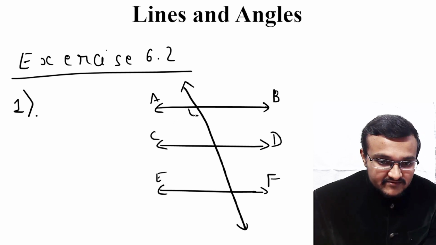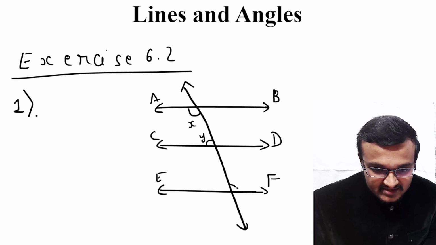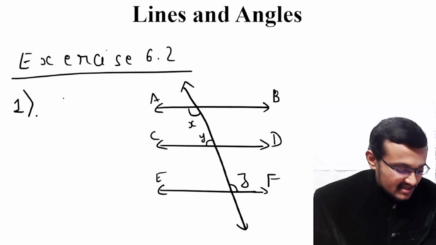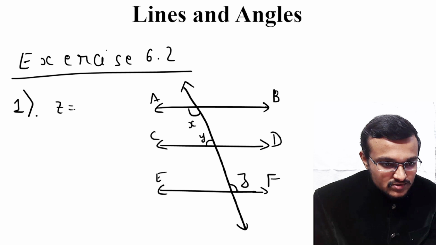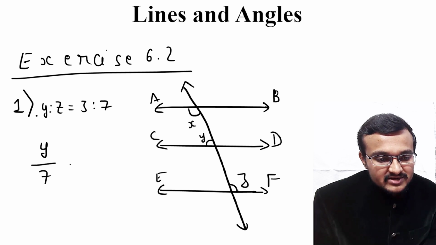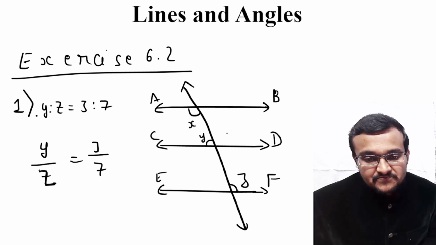And here they have given angle X, and here they have given angle Y, and here they have given the angle as Z. And one data they have given: Y is to Z is equal to 3 is to 7. That means here Y by Z is equal to 3 by 7. So this is Z. So Y by Z is equal to 3 by 7.